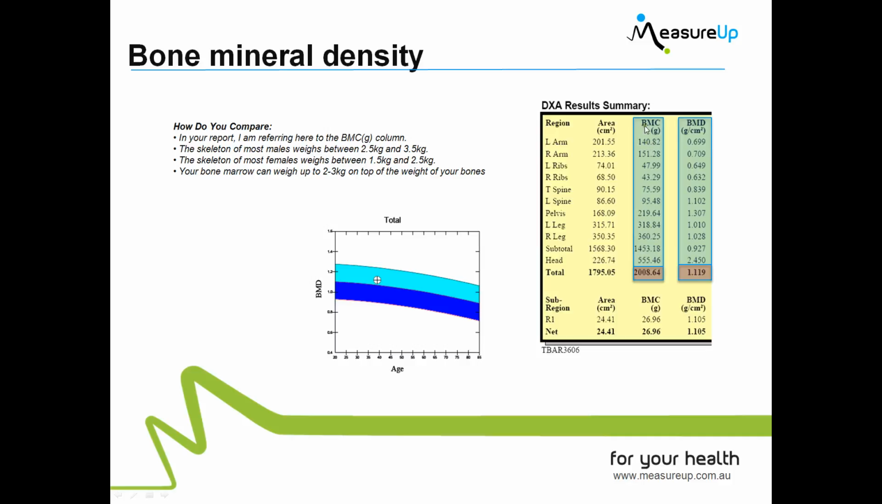On the report, you'll see BMC, and that is bone mineral content, at approximately 2 kilos. And you can see over here some further information that will assist you in comparing yourself to others. Bone mineral density is simply your bone mineral content divided by area, and it is measured in grams per centimetre squared. A normal bone density is approximately 1 gram per centimetre squared.